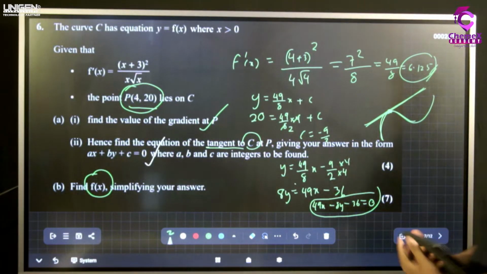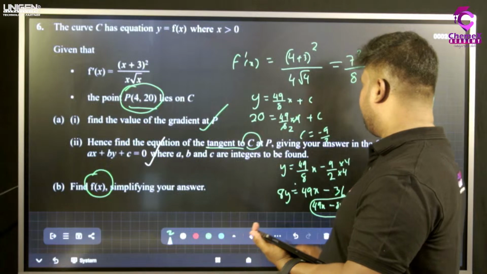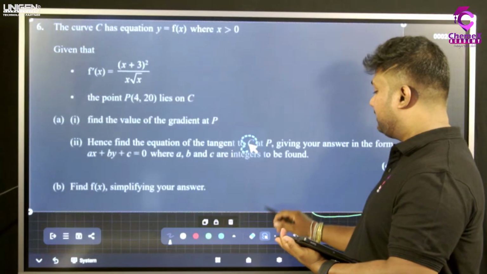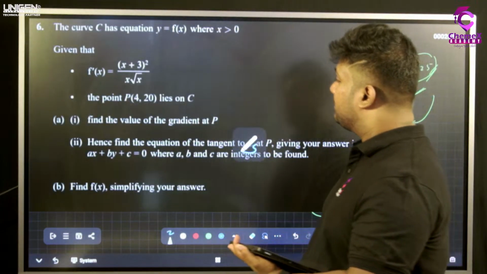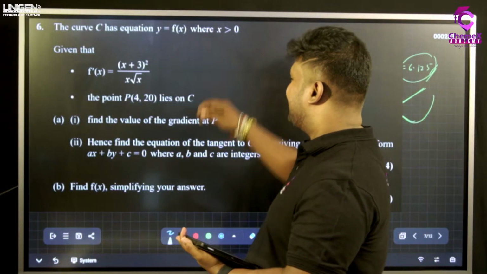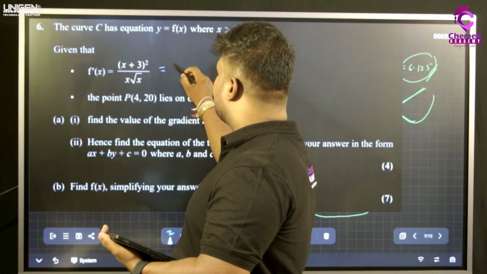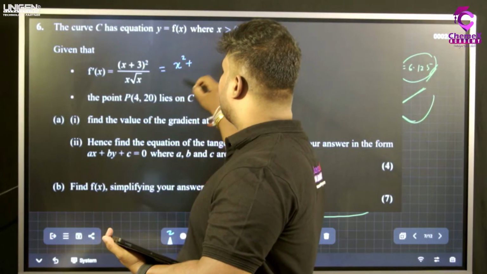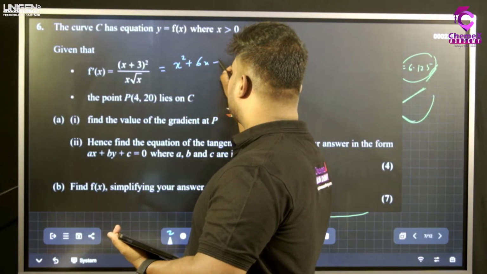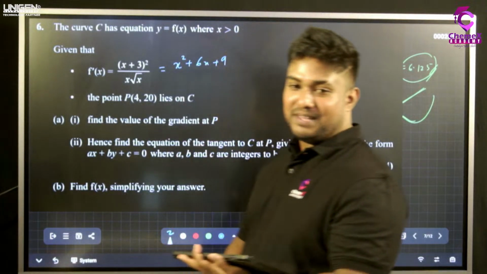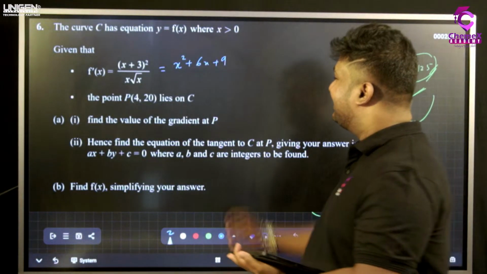No, we don't need that actually. How do you find f(x)? How to find f(x)? Integrate. Integrate f dash. Yes. So let's try to expand this. x squared plus what comes? 6x plus 9. Hope that's the easiest expansion.